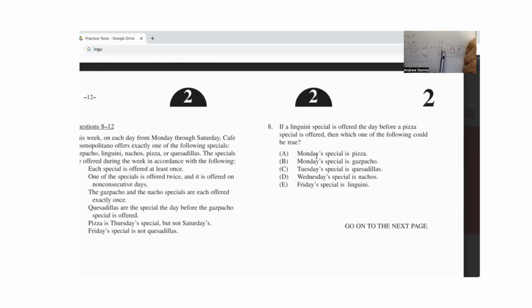Quesadillas, the QG box goes there. Pizza goes Thursday, but not Saturday. And Friday special is not quesadillas. This is a perfect non-violating sequence. The answer is E. Now you're probably saying, Andrew, I thought this was going to be easy. That one took a little bit.